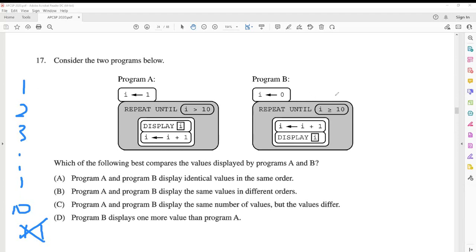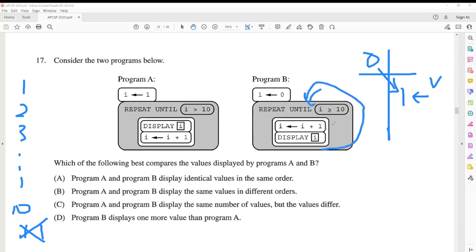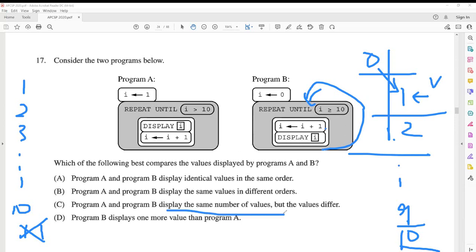Number 17, problem B. You start from 0, if I is greater or equal to 10 you stop, otherwise you increase it. So from 0 you increase to 1 and you display 1, you print it, and then you go back. You increase to 2, so you print 2 and display it, and then continue until you are at 9. Coming in at 9, you increase to 10, so you display 10. Then I is greater than or equal to 10, and you will stop. So the two programs display the same numbers.